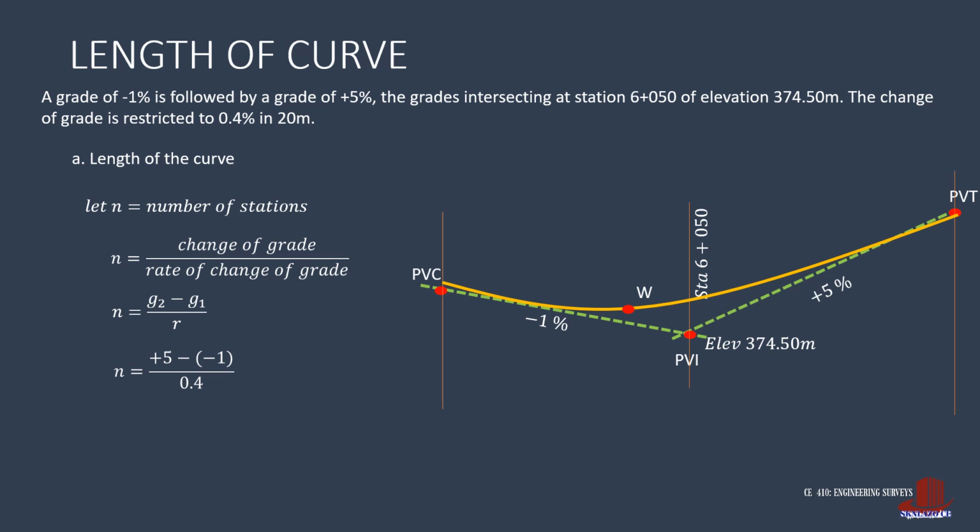Don't get confused about not using the decimal transformation of the percentages, as they all cancel out anyway. This gives N as 15. With 20-meter stations, the length is then 20 meters times 15 stations, giving the length L as 300 meters.